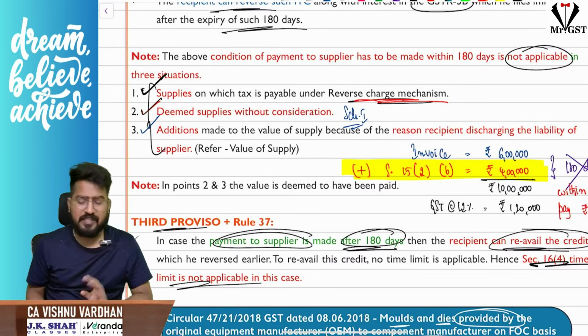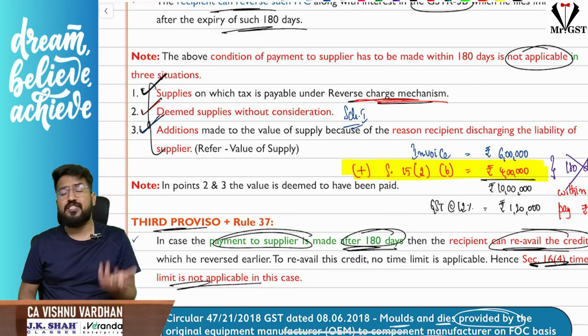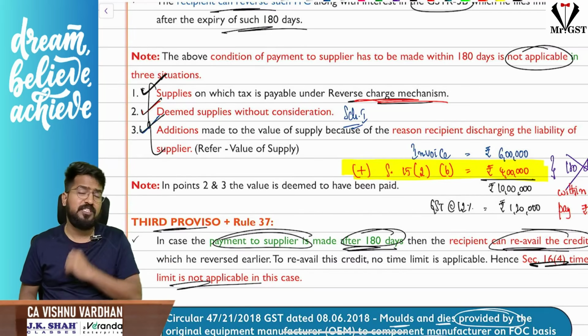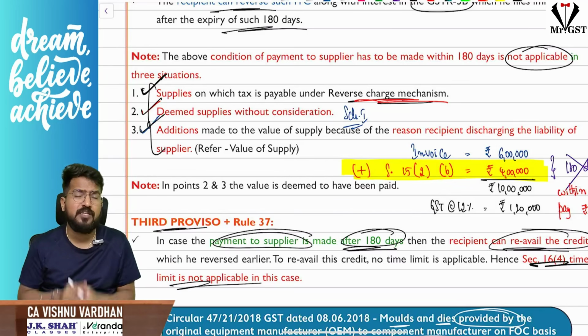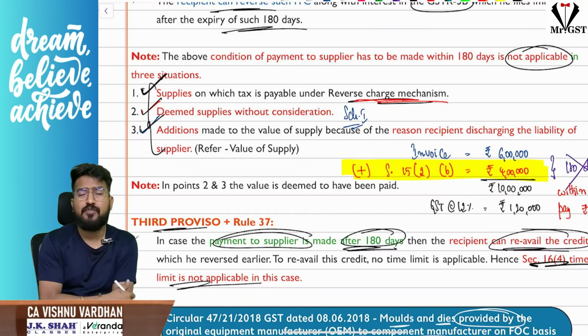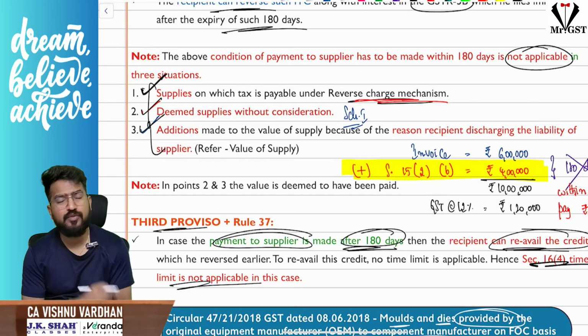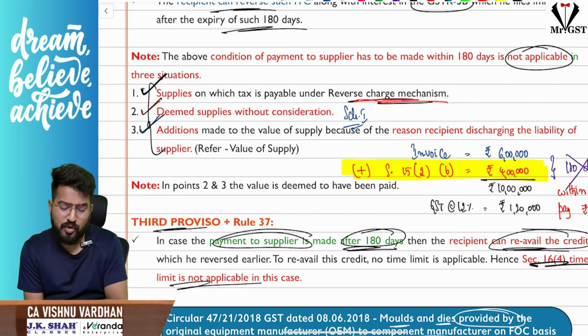Number two, deemed supplies without consideration, that is Schedule 1 transactions, and whatever additions we have made to the value of supply. If you remember Section 15 subsection 2, inclusions, obligation of the supplier discharged by the recipient, so that is added to the value of supply because it is already discharged by the recipient. So again, the recipient will not pay that amount to the supplier.